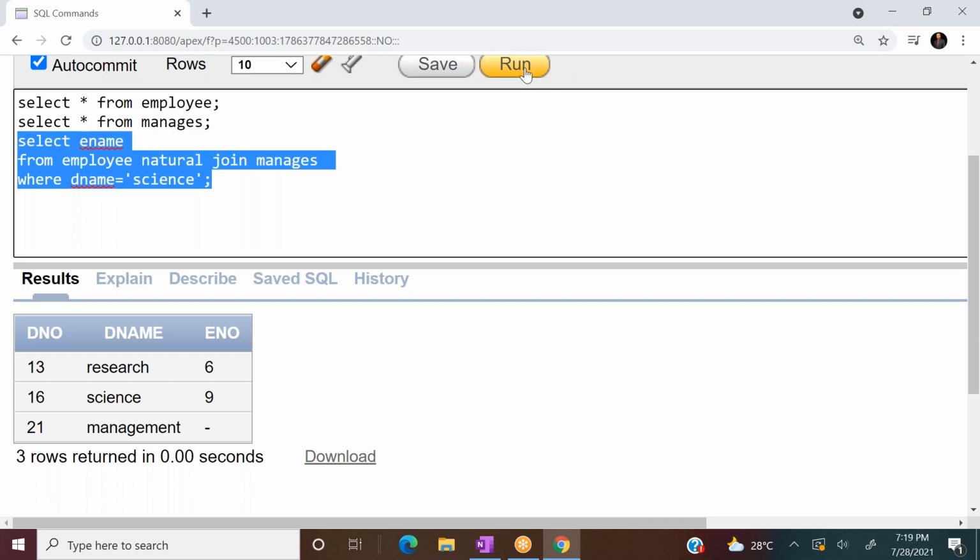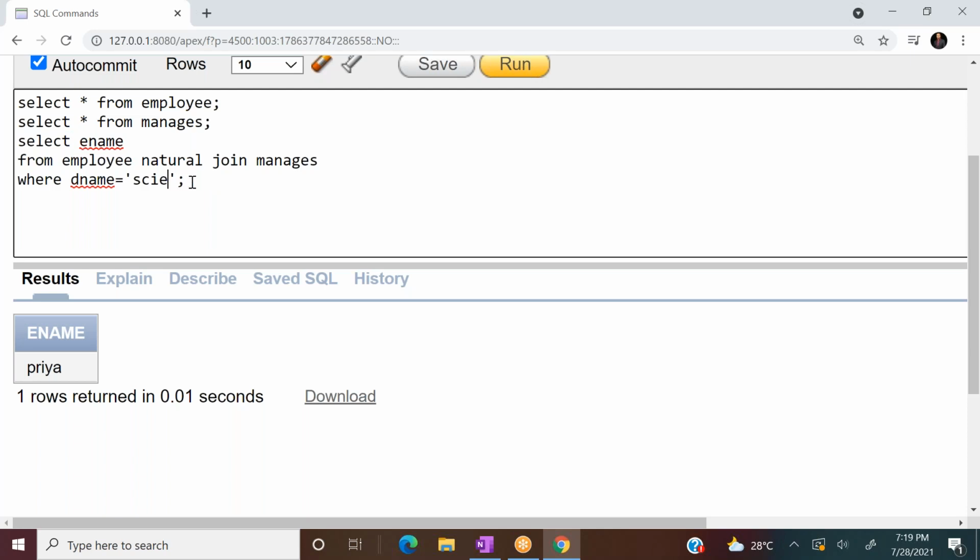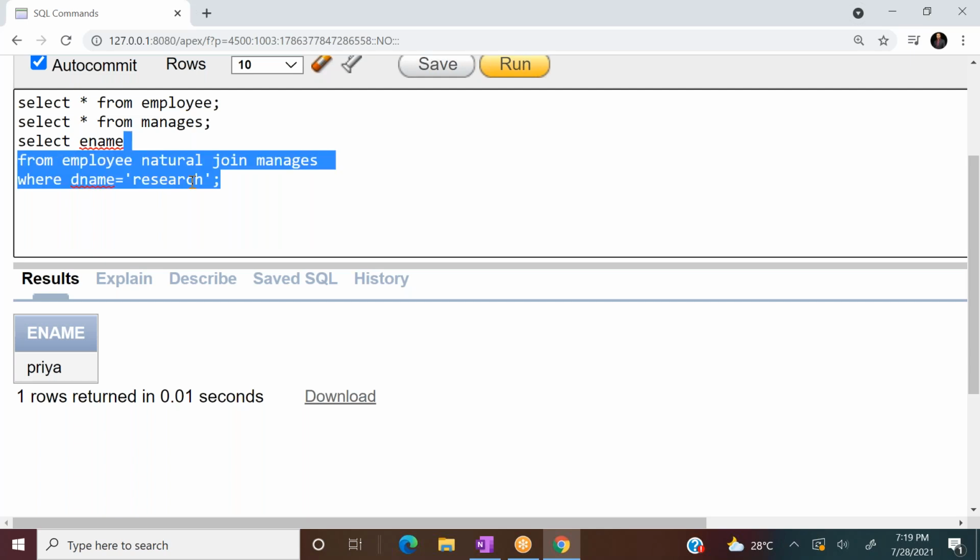Click on run. See who is managing the science department? Priya. But my question is research department. Okay, just change the name. Department name is research. Research department. Click on run. Okay, now who is managing research department?